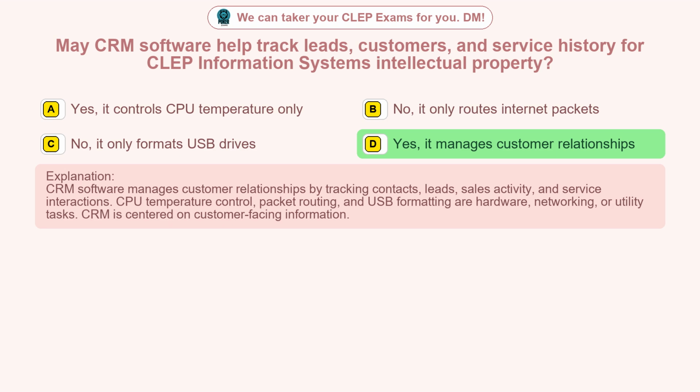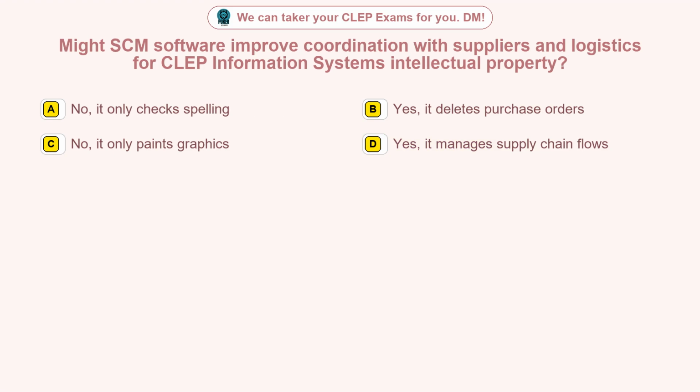CRM software manages customer relationships by tracking contacts, leads, sales activity, and service interactions. CPU temperature control, packet routing, and USB formatting are hardware, networking, or utility tasks. CRM is centered on customer-facing information. Question 16.